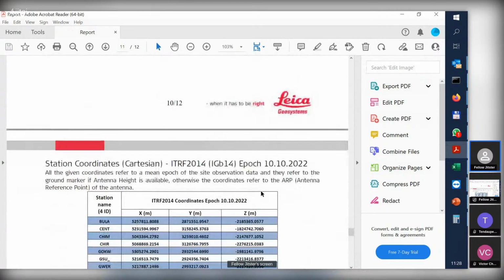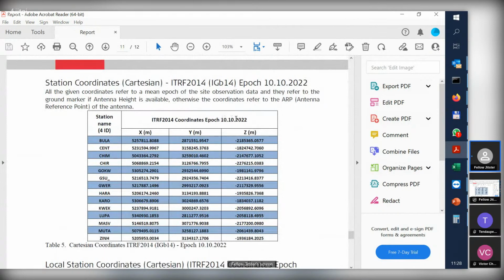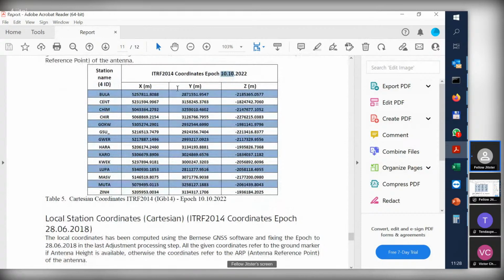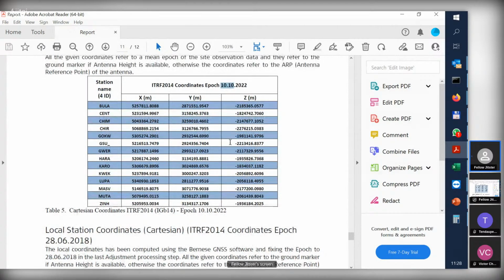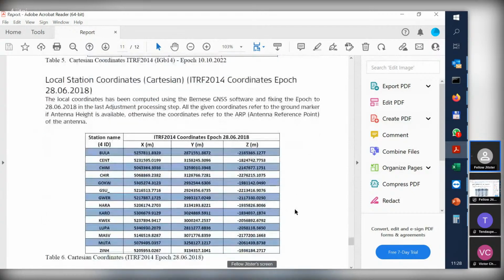So then, if we combine the solutions, we got this list of coordinates. The reference epoch is 10th of December 2022. This is basically the middle of these 2 weeks, and so these are the coordinates computed for the epoch of observation. But this is not what we call a reference epoch. So the reference epoch is this one.